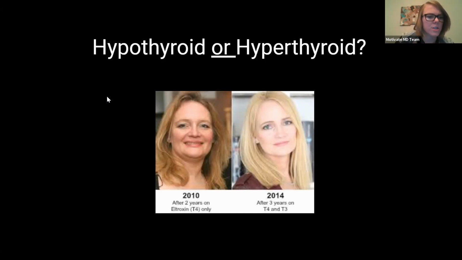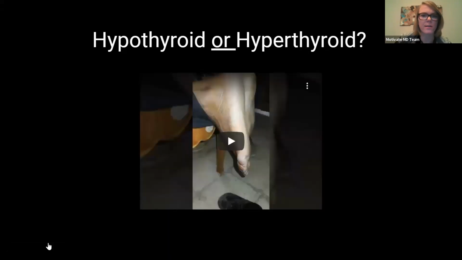And then there was a question, does hypothyroidism have any tremors associated with it, or is it a hyperthyroidism thing? It's a hyperthyroidism thing. So it's due to the increased metabolism, the influx of excess thyroid hormone that's causing that tremor.